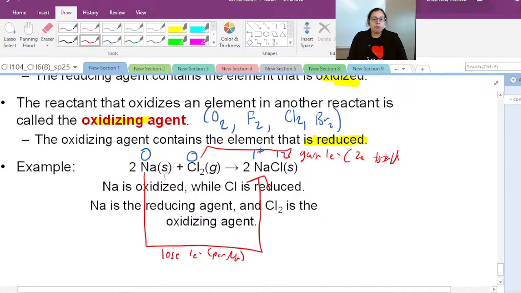And then just going through our formal definitions, of course, if sodium lost an electron, so OIL RIG, oxidation is losing, so it was oxidized, and that means it was our reducing agent.